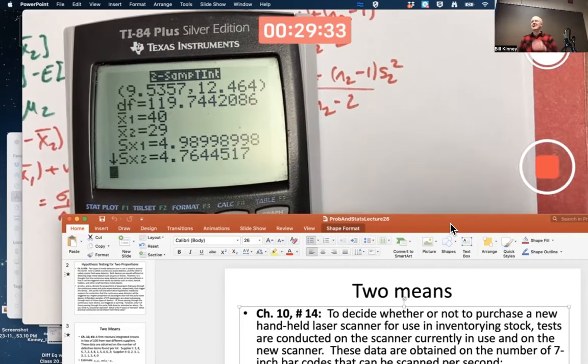There are some circumstances where the Smith-Satterthwaite gives you a pretty significantly different degrees of freedom than n1 plus n2 minus 2. And it's technically what you'd want to use if there's no good reason to assume the population variances are the same.